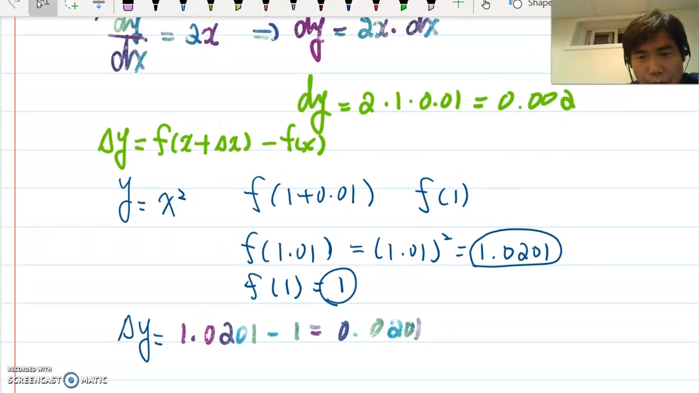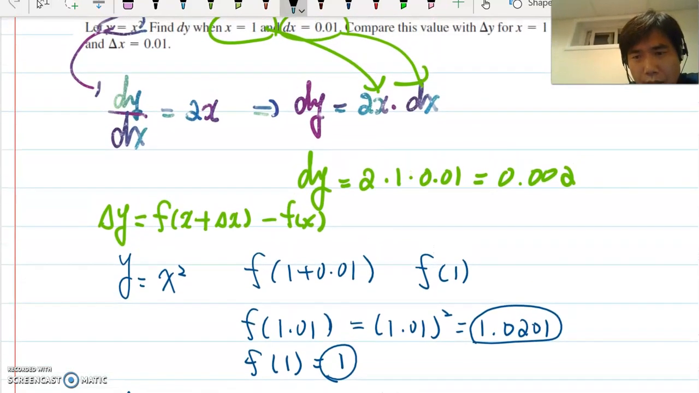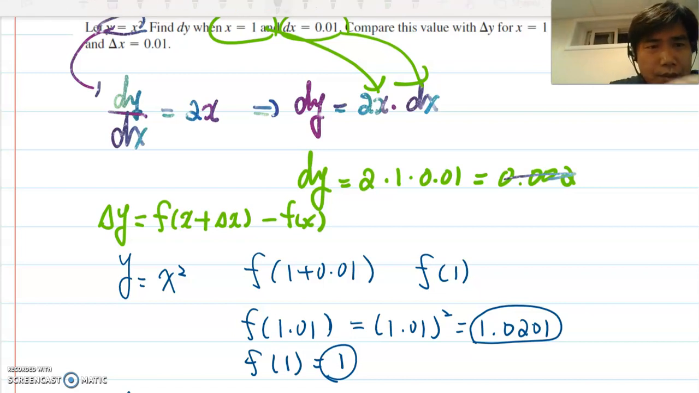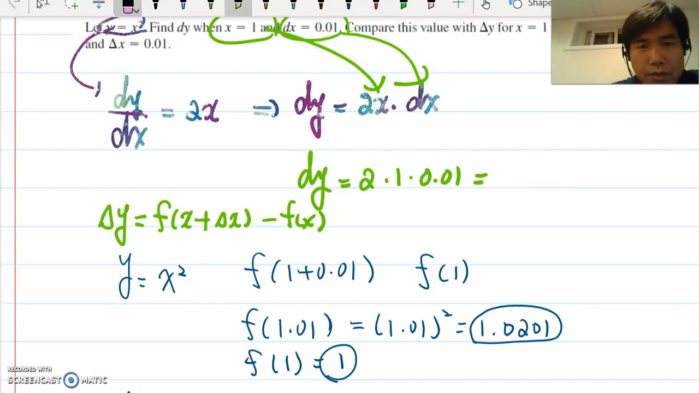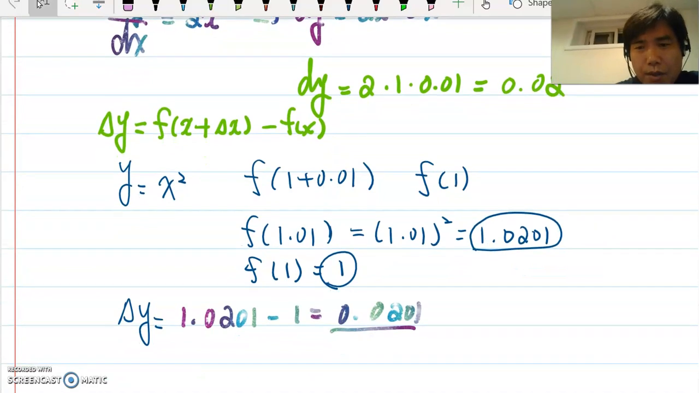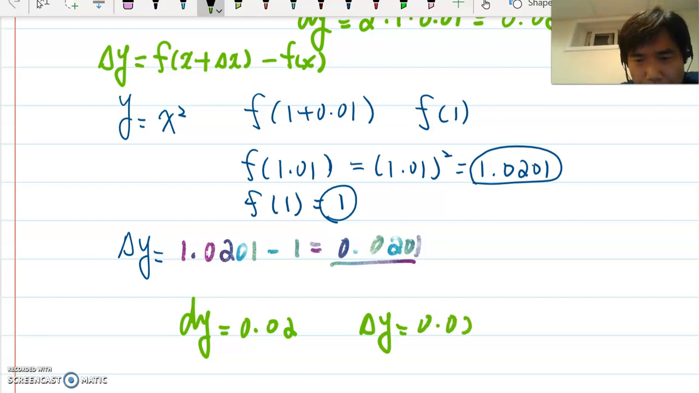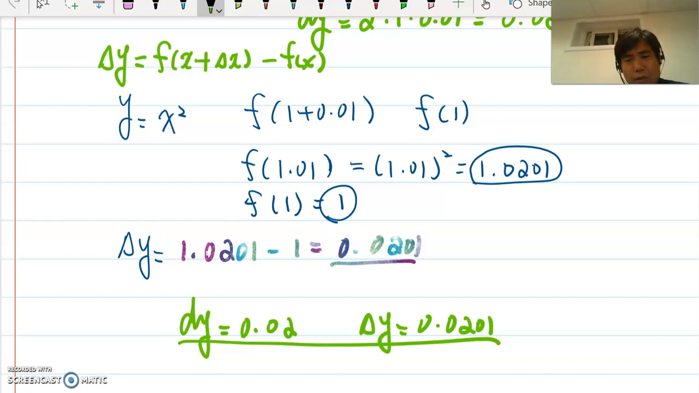So when you compare this value and this, oops, I made one mistake here. Sorry, dy should be 0.02. So let's compare. We got dy equal to 0.02 and delta y equal to 0.0201. As you see, the dy value is really similar to the delta y value. Okay, so that's all for today. Okay, thank you.